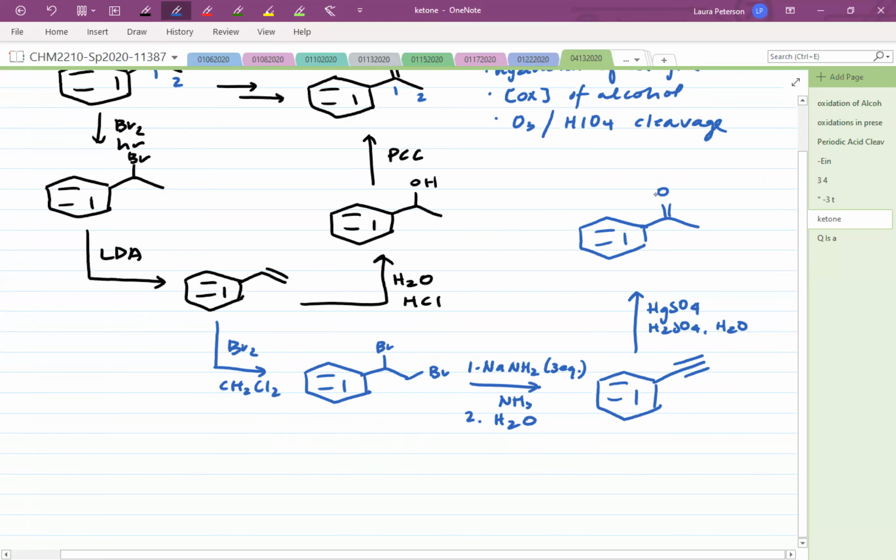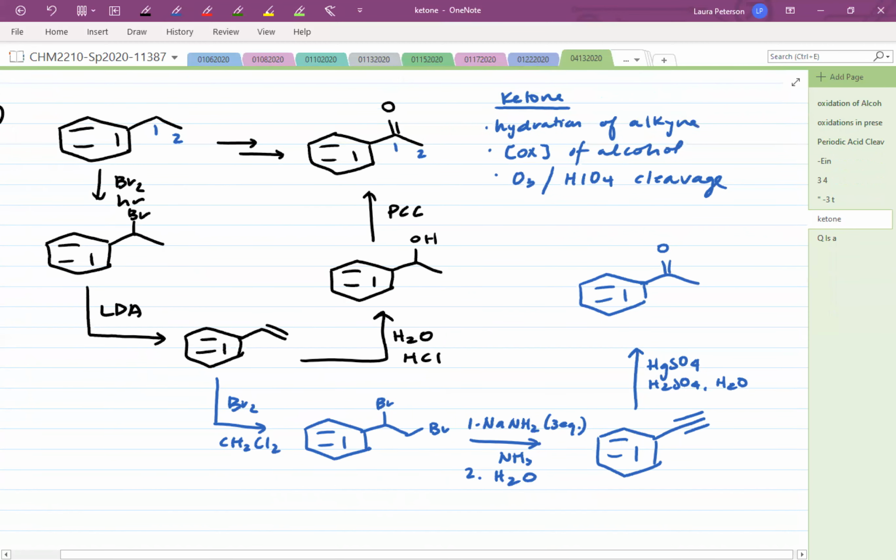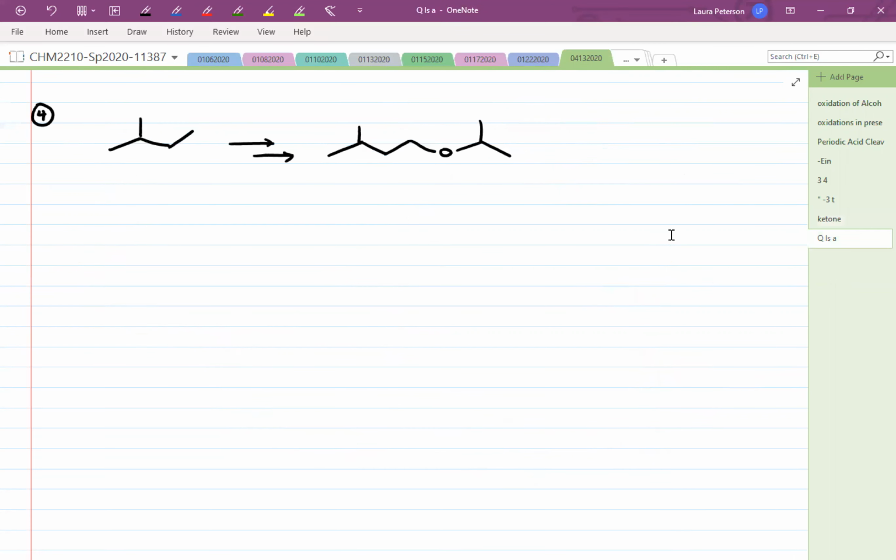You can see that one of them's slightly shorter than the other. So the first one we looked at, oxidation of an alcohol, ended up being a few fewer steps. So that would probably be the preferred synthesis. Okay, so that was the third one. Let's go ahead and do the last one here.